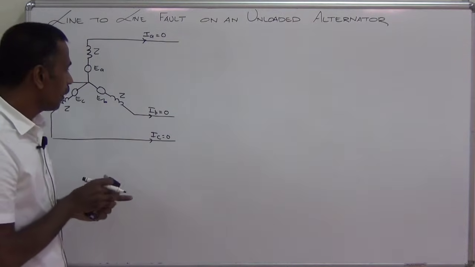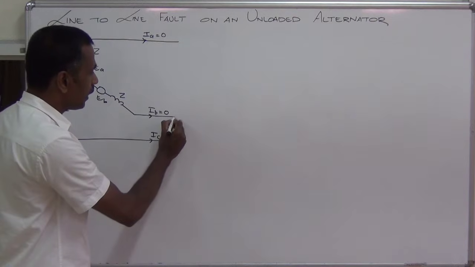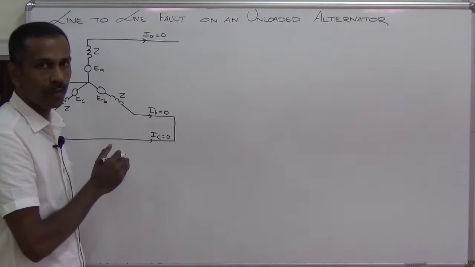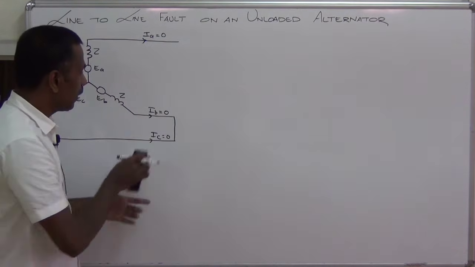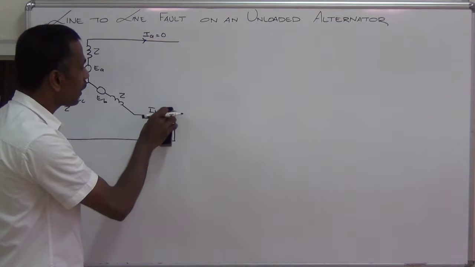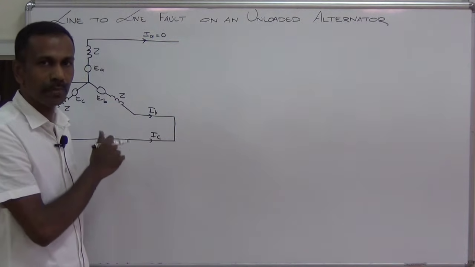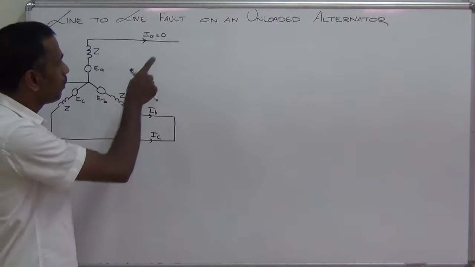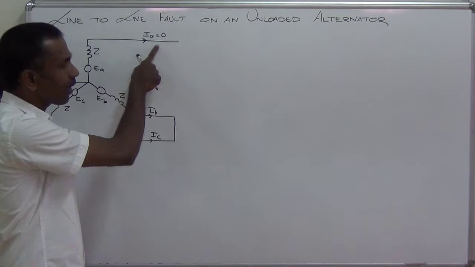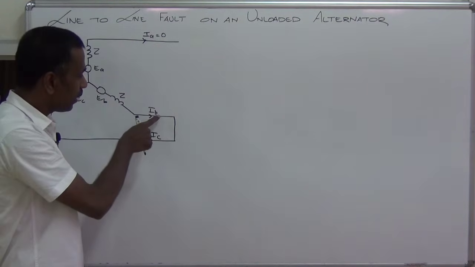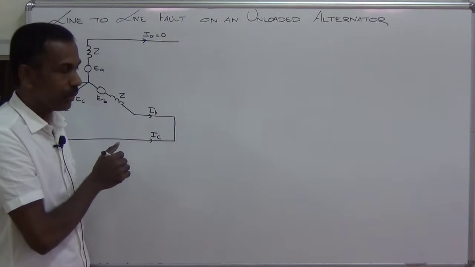Now suppose a fault occurs in this particular power system. There is a line-to-line fault. The second line is shorted to the third line. Now these two currents are no more equal to 0. Now this power system has become unbalanced because the three currents are not equal. In the first phase the current is 0, whereas in these two phases, a heavy fault current exists.